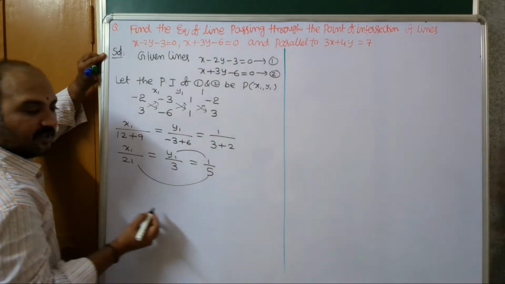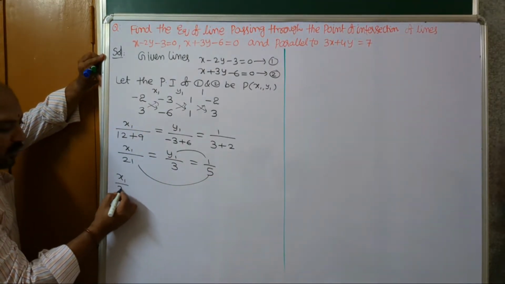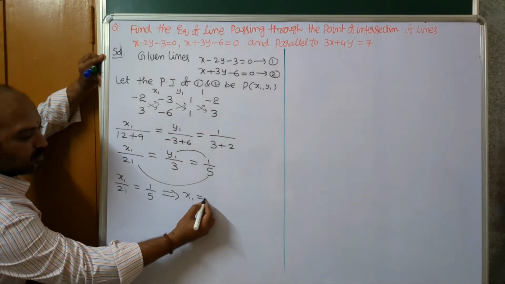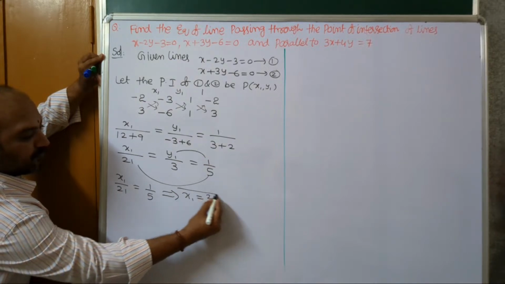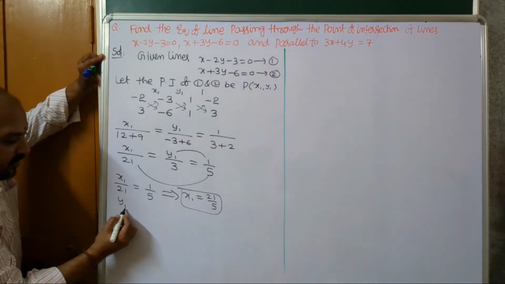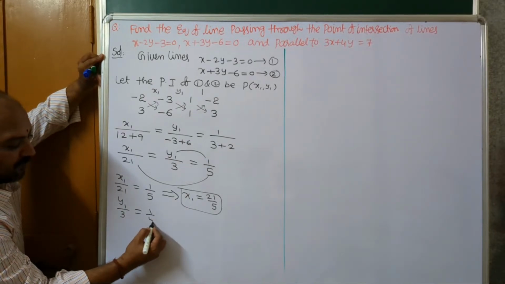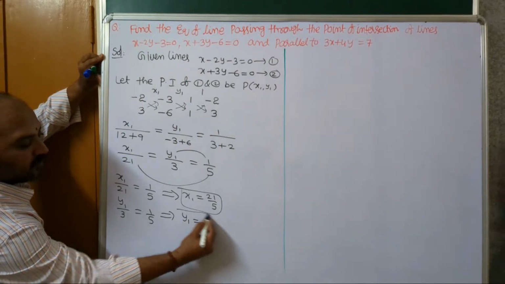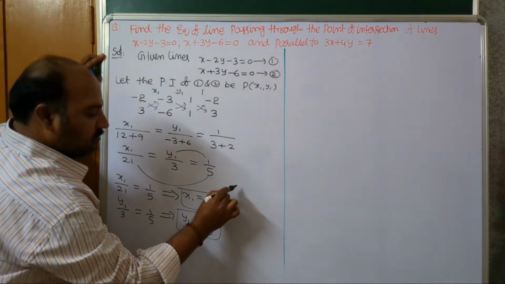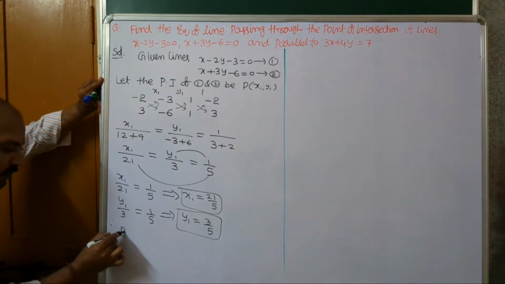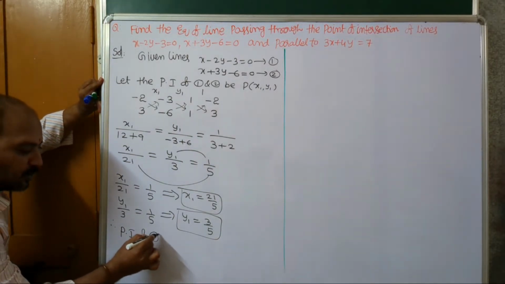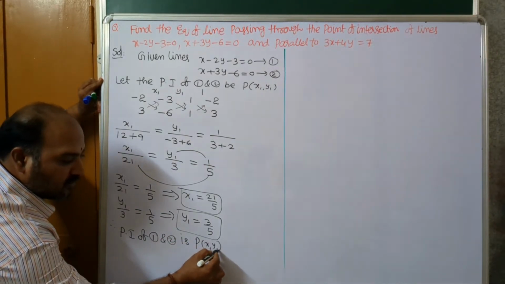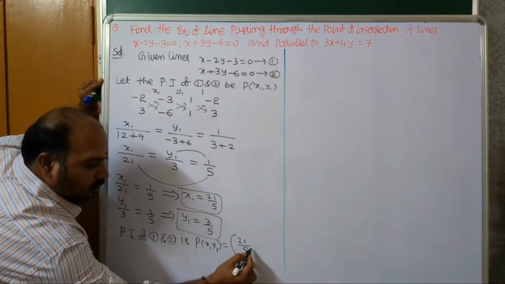Equating these two, x1 by 21 is equal to 1 by 5. That implies x1 is equal to 21 by 5. y1 by 3 equal to 1 by 5. That implies y1 equal to 3 by 5. So therefore, the point of intersection of 1 and 2 is P of x1 y1, 21 by 5 comma 3 by 5.